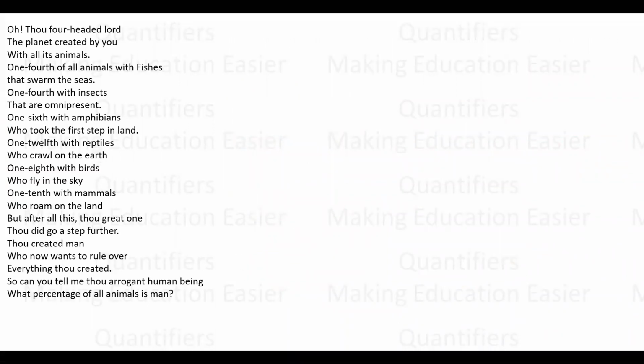Now what is this we have? One of the easiest quant questions, but its language is so tough, or not so tough. I can see it's lengthy, so people would want to leave it on the first row. But just read it out. It says, oh four-headed Lord, the planet created by you with all its animals. So there are all the animals, right?